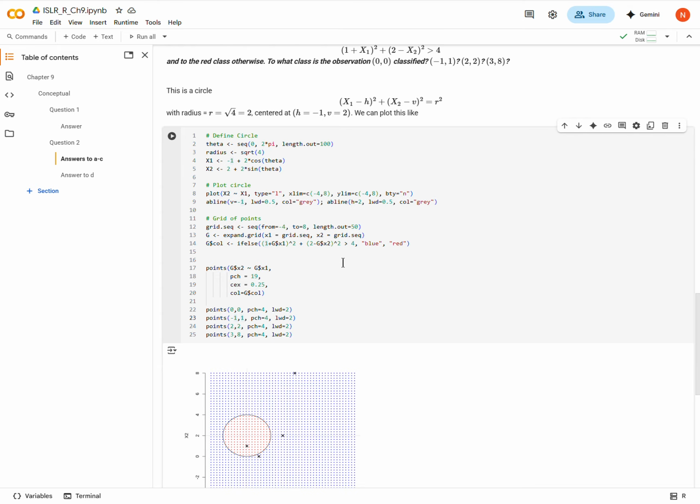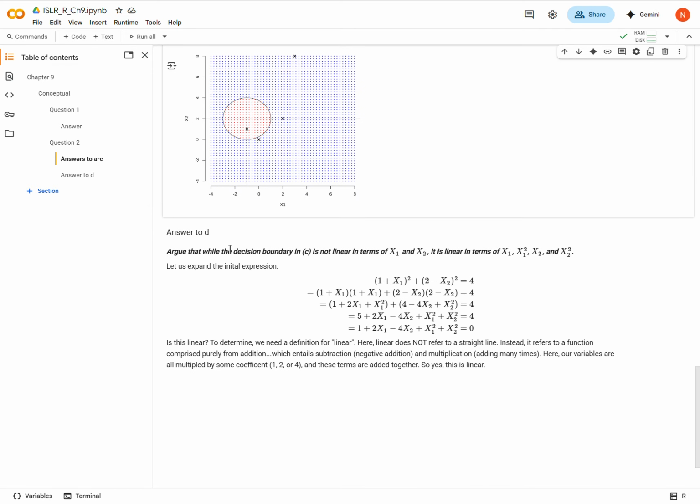All right, so finally, we want to argue that while the decision boundary is not linear in terms of x1 and x2, it is linear in terms of this full array of variables: x1, x1 squared, x2, x2 squared, where we're treating x1 squared and x2 squared not as the square of x1 and x2, but as their own individual variables here. And the way that we can do this is simply to expand our initial expression. If you expand it, you get something that looks like either this or this.